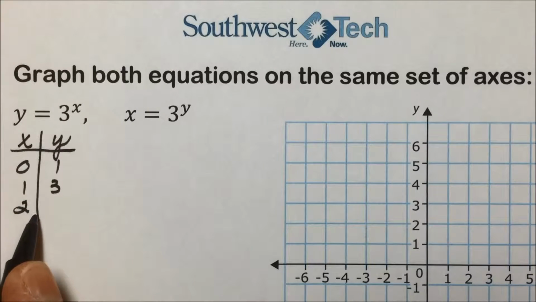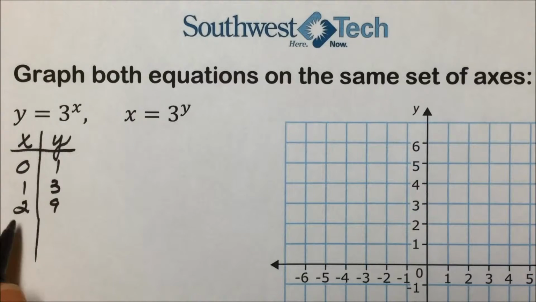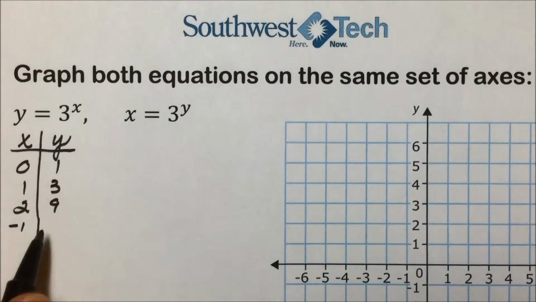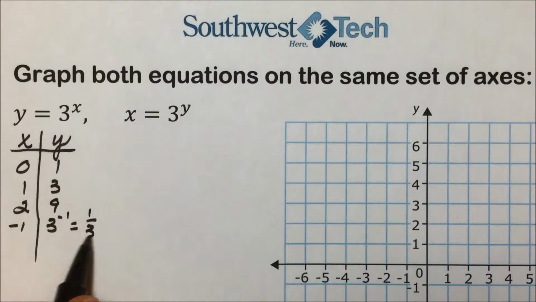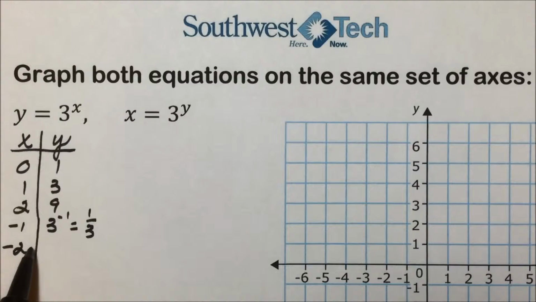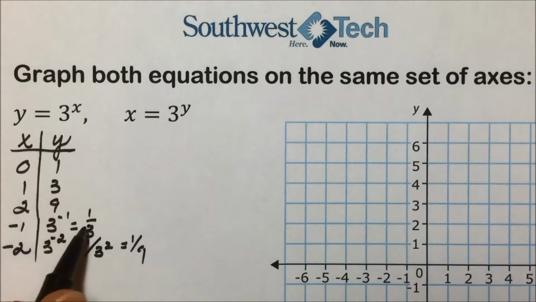If we put a 2 in, we would have 3 to the second, which is 9, so we can see it's increasing. If we put in a negative 1, 3 to the negative 1 is 1/3 when we take that negative exponent to the denominator. And let's do one more point. 3 to the negative 2 would be 1/3 to the second power, or 1/9. So as our x decreases, our y is going to get ever smaller and closer to 0.